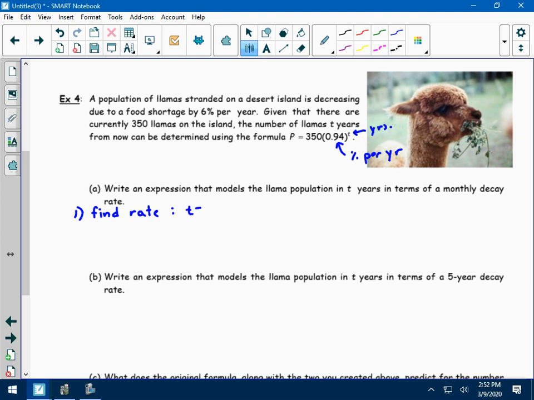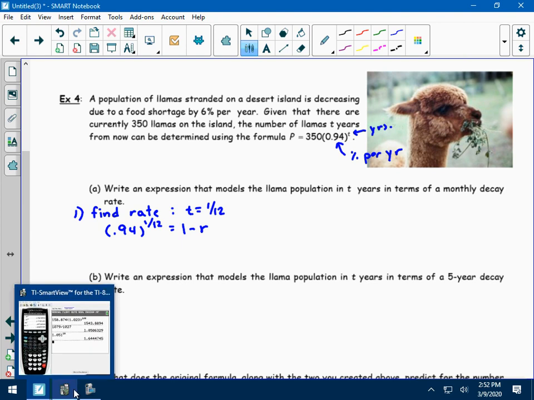Think about it. What are we going to plug in for T? T's in years. We want the monthly rate. So a month in terms of a year is 1/12. So we're going to do 0.94 to the 1/12 equals 1 minus R, because we're decaying. It's a decrease in population.